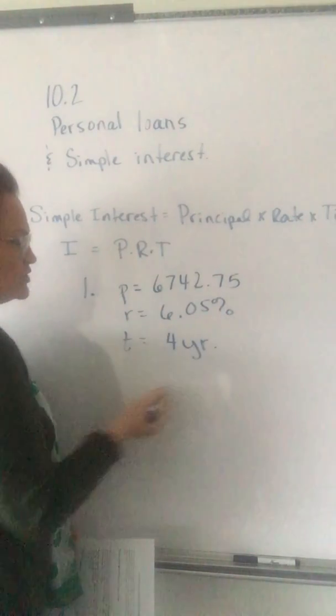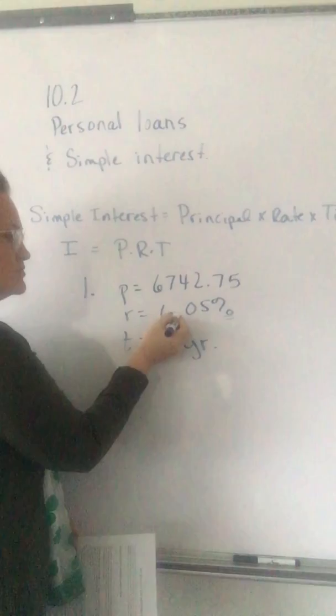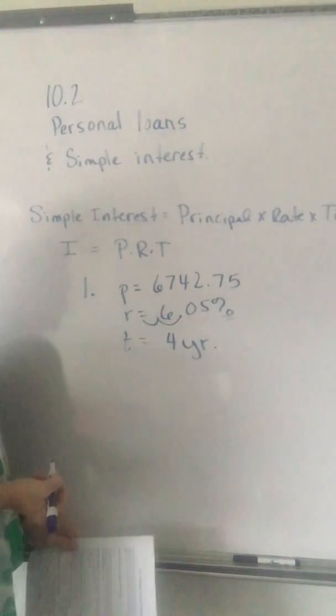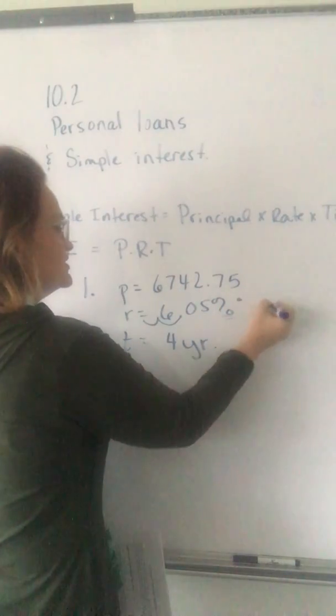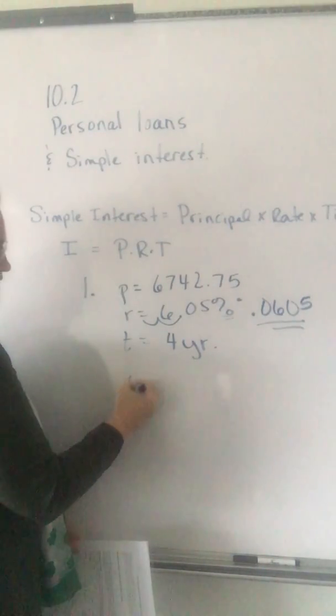One thing I would remind you about is if something is written in percent form before you plug it in a formula, you need to remove the percent sign by moving the decimal to the left. So that converts that to 0.0605. You'll use that in your calculations.